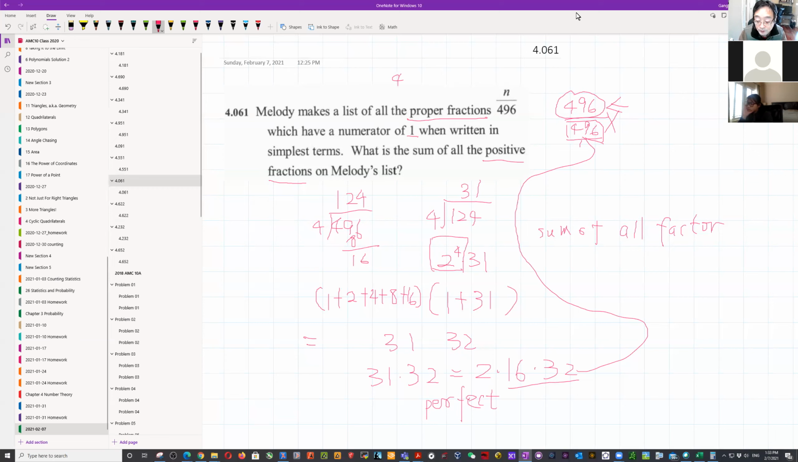It's a perfect number, so that actually makes this problem easy. Basically, if you make all the proper fractions, it's just a matter of picking the factors. For 496, for example, the first one could be just 1, because for the index of 2 I pick 0, and for the index of 31 I pick 0, then it's going to be 1.